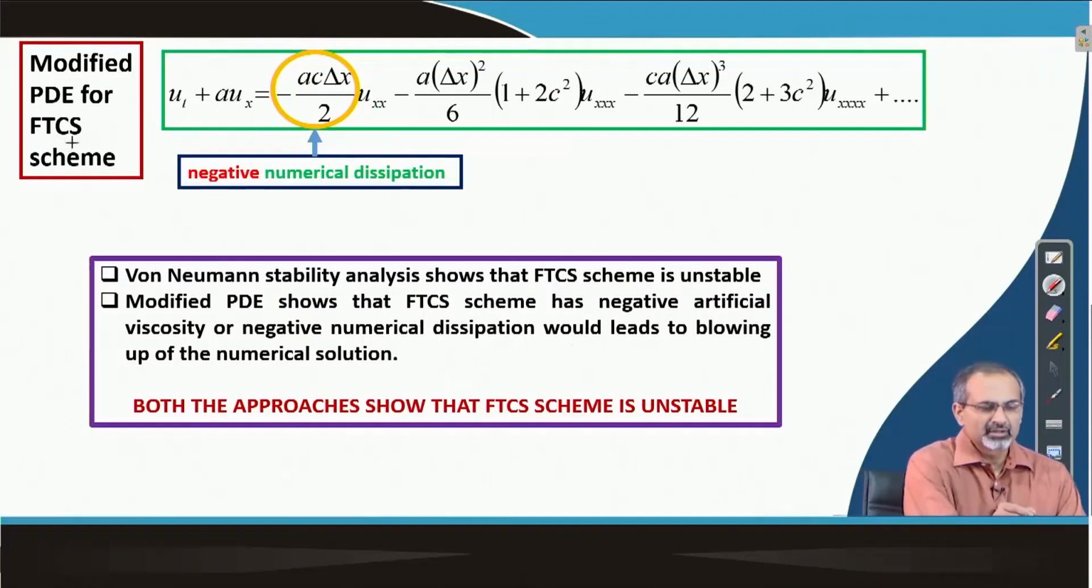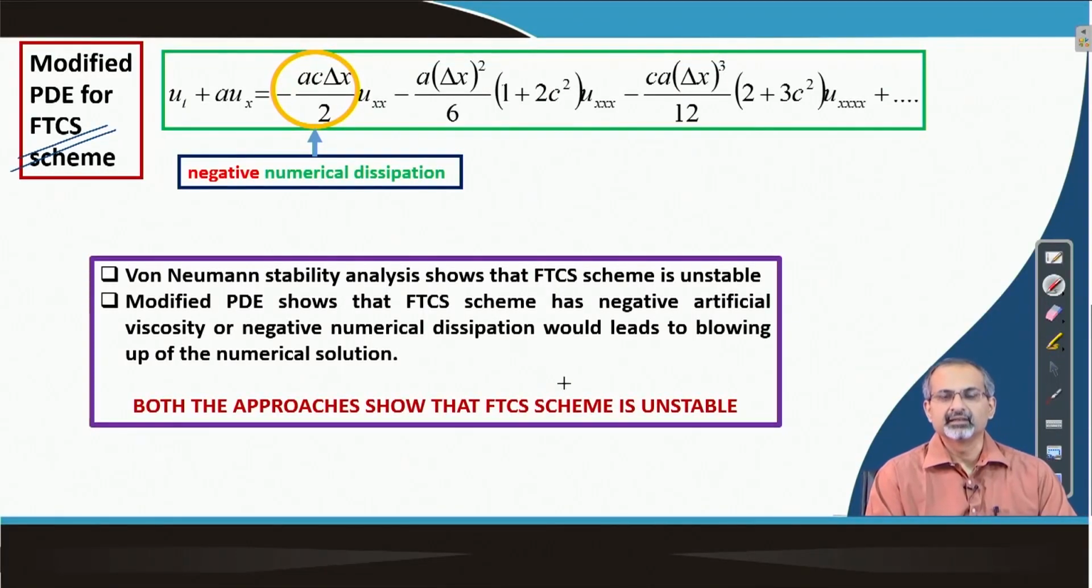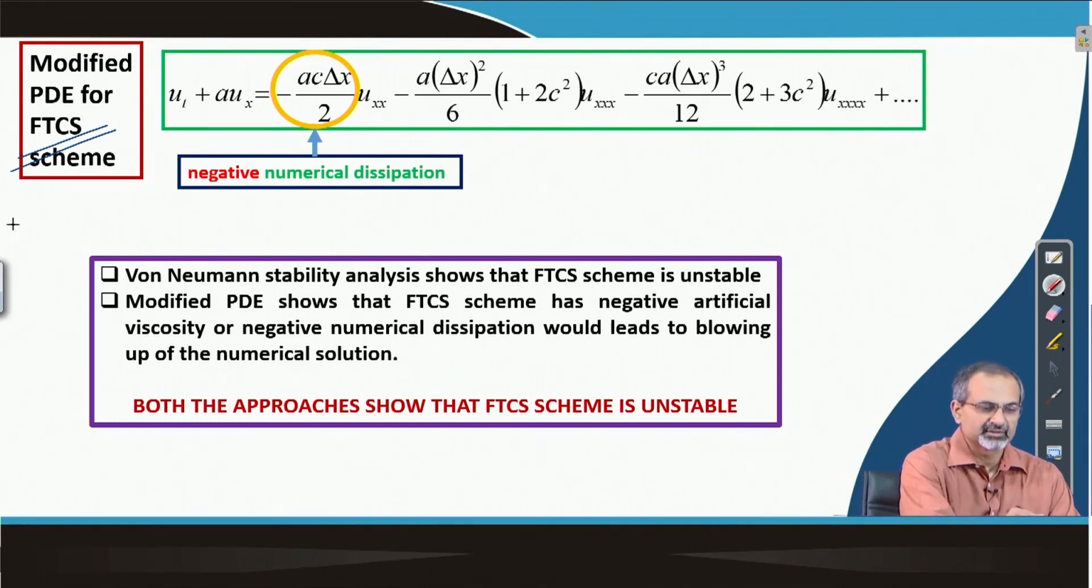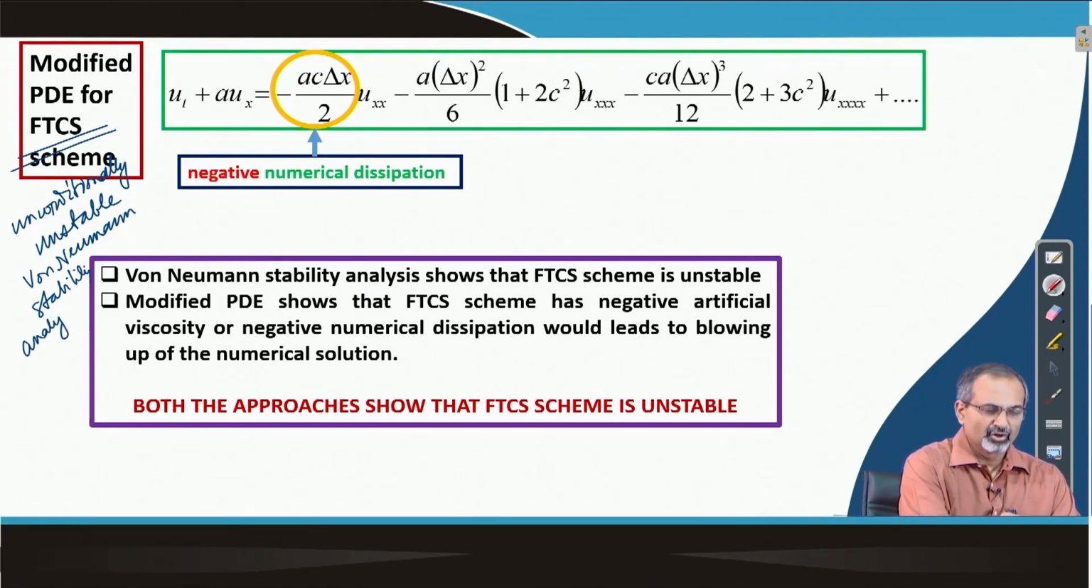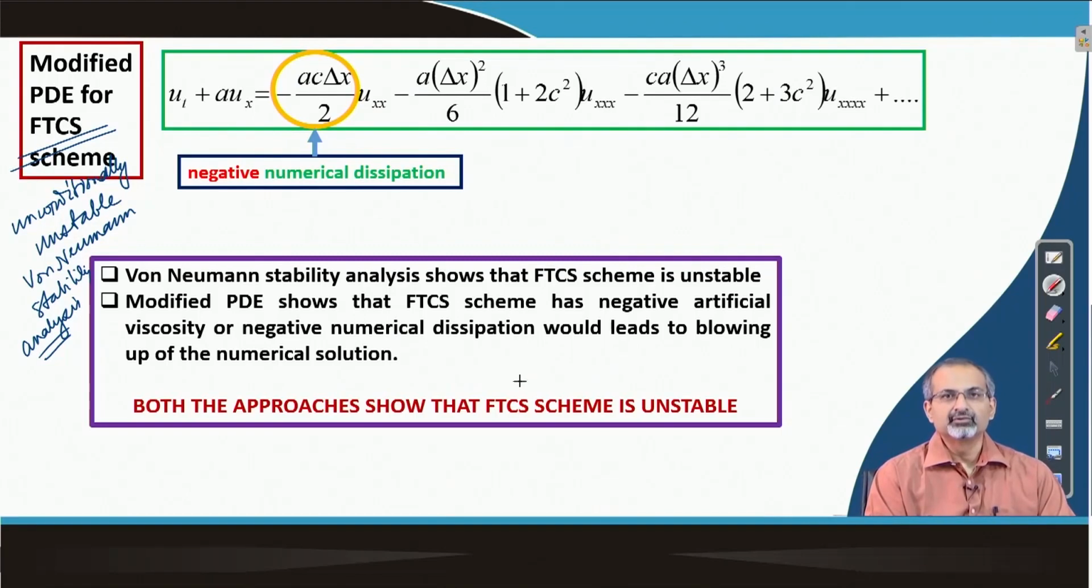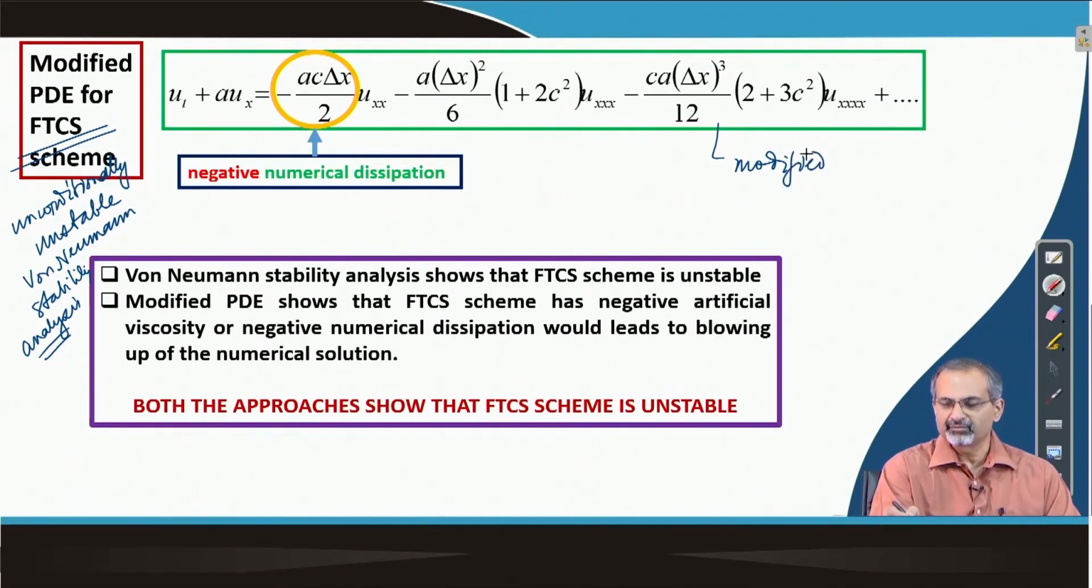If we quickly recall about the forward time central space scheme for discretizing linear wave equation, we remember that it did not work because it was unconditionally unstable. This we had shown through the von Neumann stability analysis. So, though it is not a useful scheme, we would like to revisit it once more just to see how does the modified partial differential equation form of the FTCS scheme look like. Does it give us a clue similar to what von Neumann stability analysis gave us?